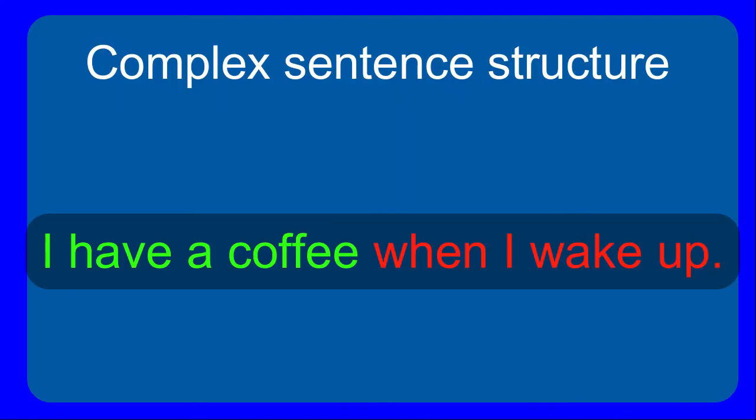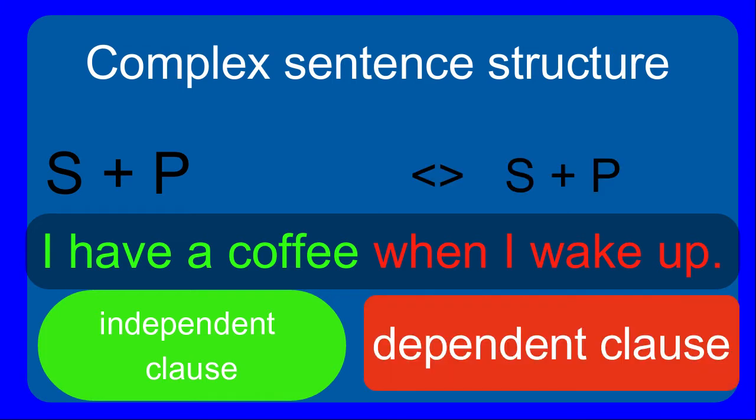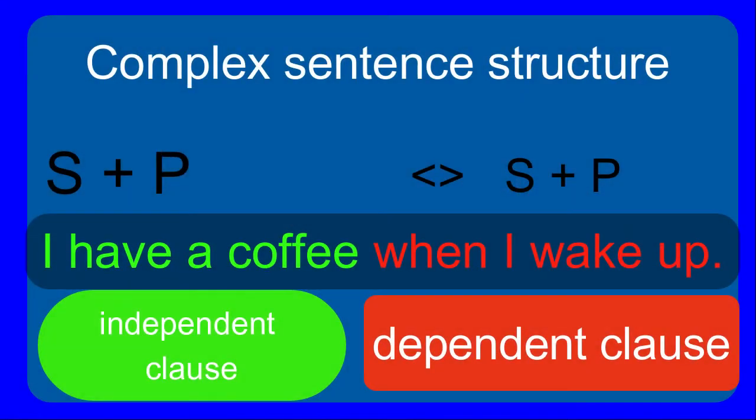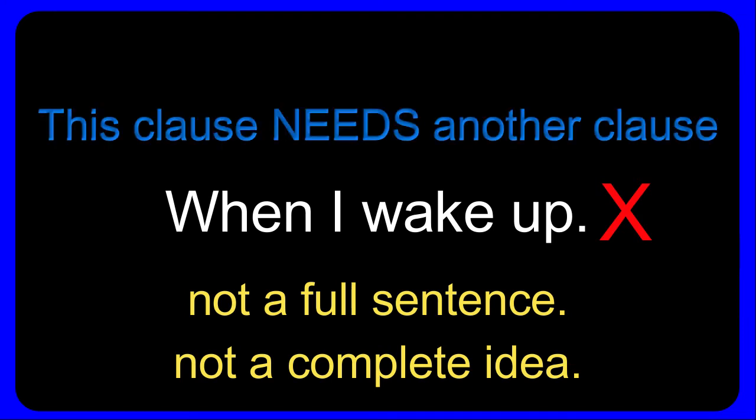Let's look at the example from before. I have a coffee when I wake up. Now here in green, we have an independent clause. And in red, we have the dependent clause. Why do we say independent, dependent? Well, the dependent clause needs the independent clause. So if I say, when I wake up, this is not finished. This sentence doesn't make sense because it needs another clause. It needs an independent clause.